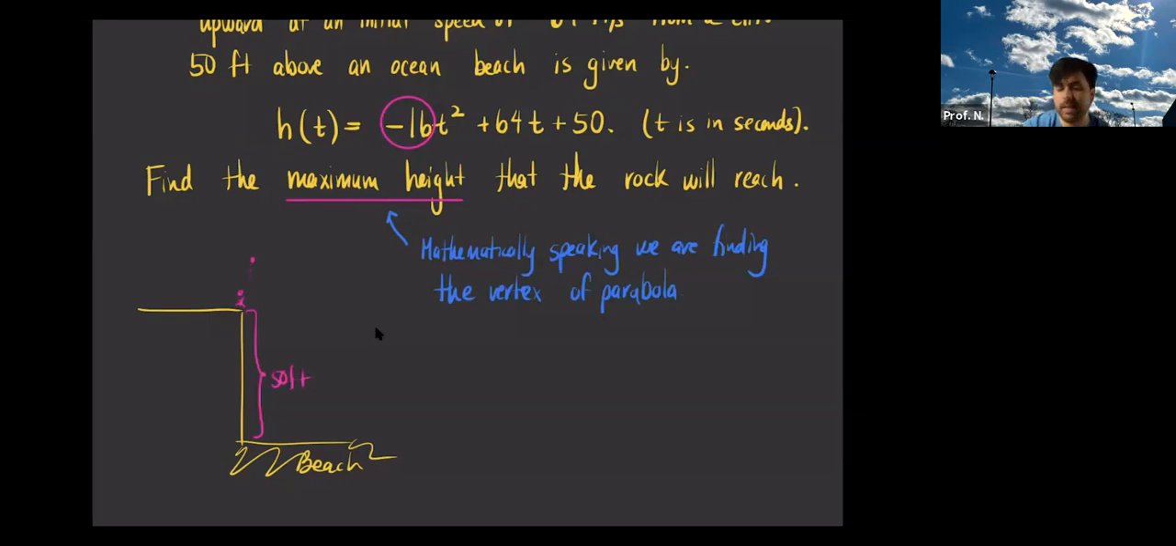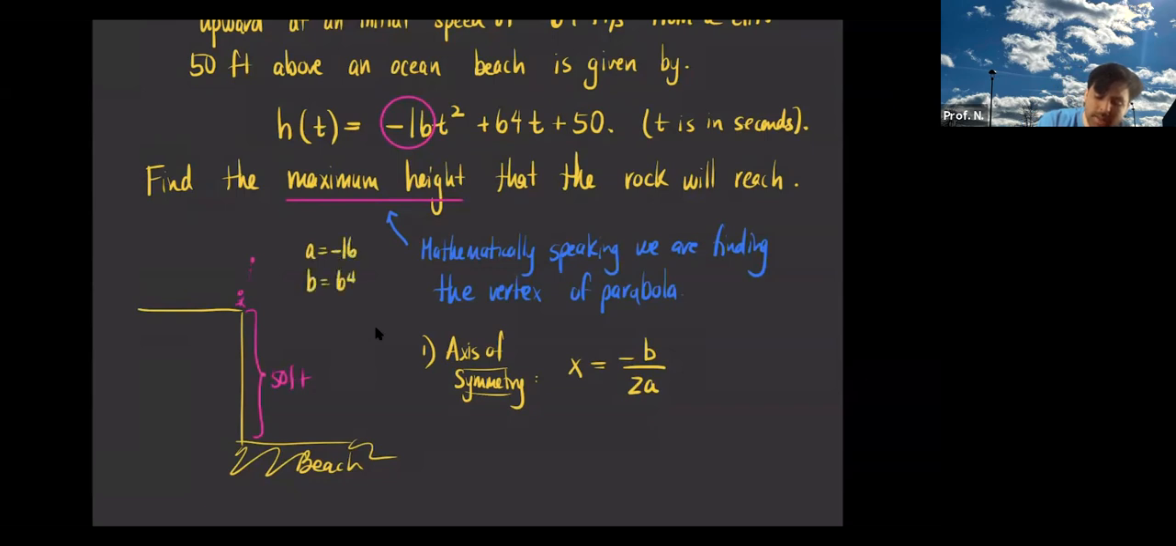So to find the vertex, what's the first order of business? The axis of symmetry. This step here is essential. What is the axis of symmetry? x equals negative b over 2a. And normally, before you begin, you should always try to find what a, b, and c are first. So just get that out of the way. That's the easiest thing first. So a is equal to negative 16, b is equal to 64, and c is equal to 50.